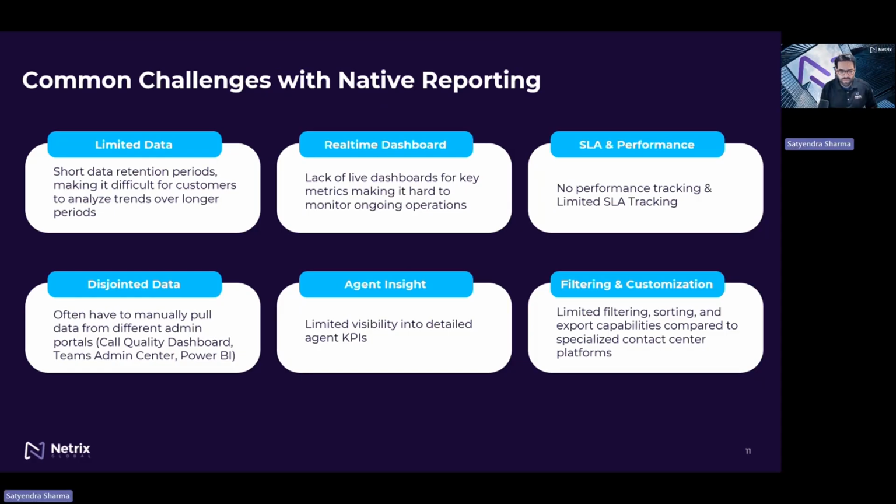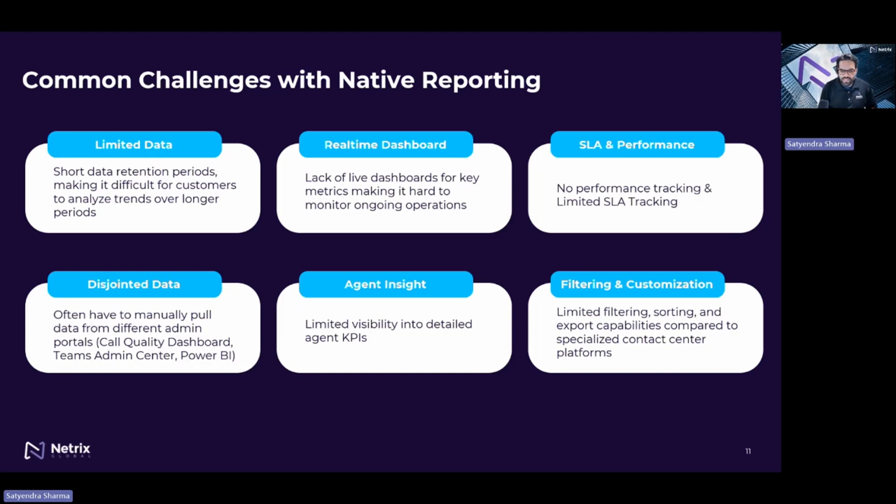Disjointed data is the other one. There are a lot of different areas you can go to find data from. In Microsoft 365, you've got obviously the Teams analytics section, you've got the call quality dashboard, you've got Power BI, you've got Microsoft Graph. Where do you go to get the right data or connect the dots to get a comprehensive picture of the data and reporting that you want? So there are all these disconnects and disjoints.